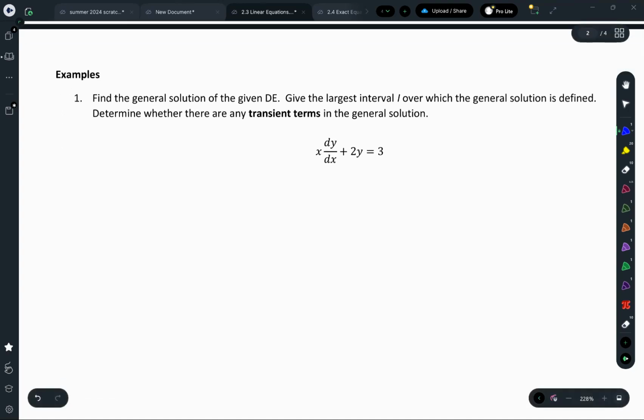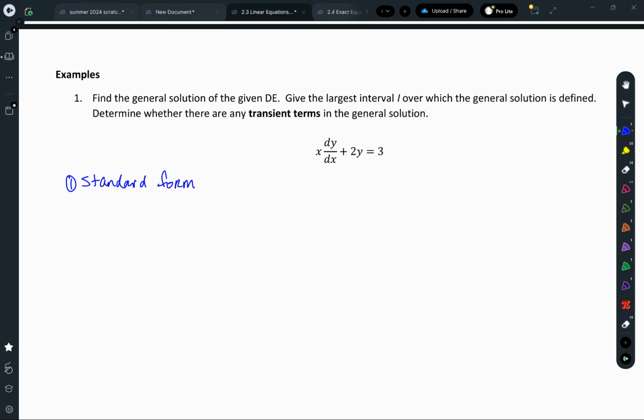The first one, we are asked to find the general solution of the given differential equation. We are asked to give the largest interval I over which the general solution is defined. And then they want us to determine whether there are any transient terms in the general solution. So let's get started. First, we want standard form. And looking at this differential equation, it is not in standard form. The x in front of the dy/dx needs to be divided through the entire differential equation.